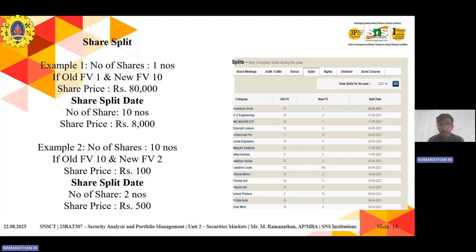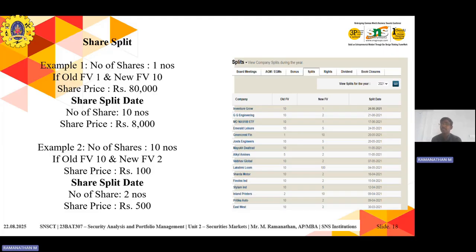If you take example 2, the old face value is 10 and the new face value is 2. The number of shares is 10, and the share price is 100, so 1000 is the value. If it is converted into face value 2 after the split date, the share price will become 500. So you can do a split, merge, whatever.